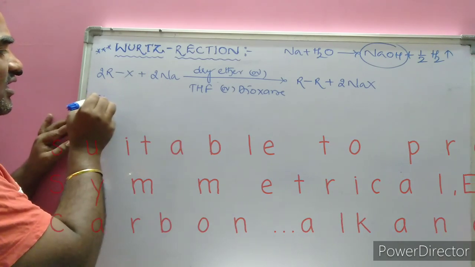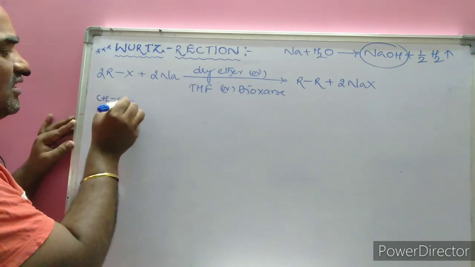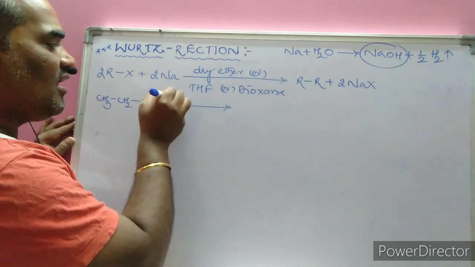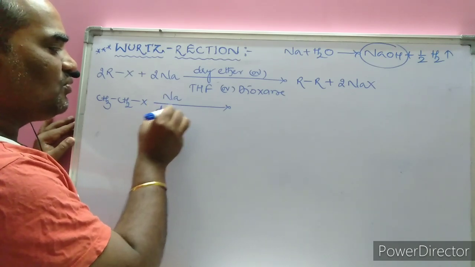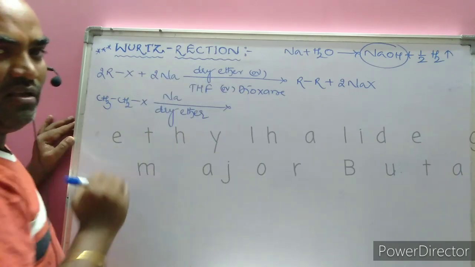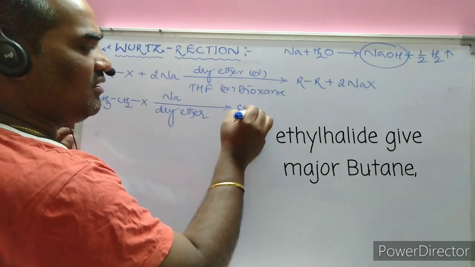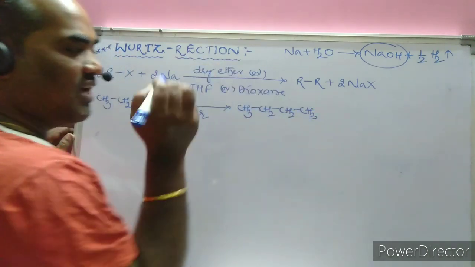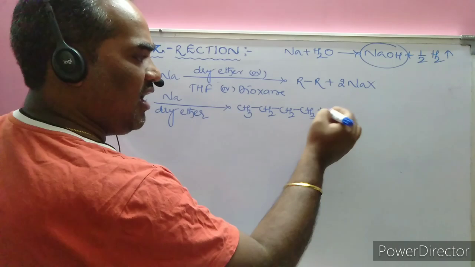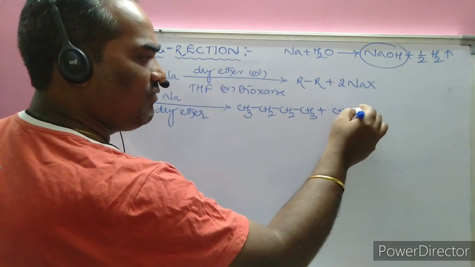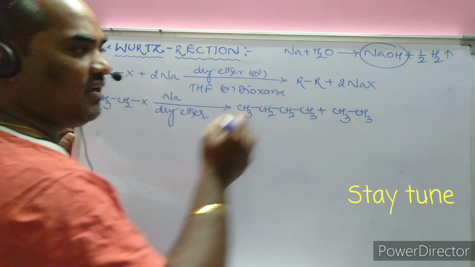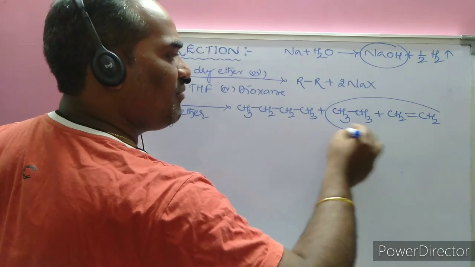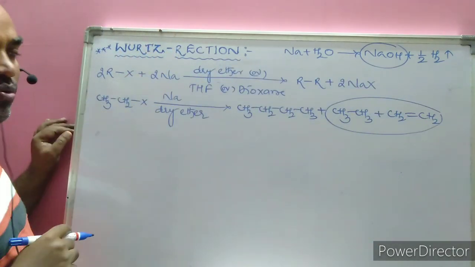Then let us take an example. If CH3CH2Cl, ethyl halide, is given, reacting with sodium metal, and we take dry ether as the solvent, then what can one imagine? Here two carbons are there, so the alkane containing twice the number of carbons is n-butane. And as byproducts, to a very small extent, one is ethane and another one is ethylene. These are very minute, very small in quantity.